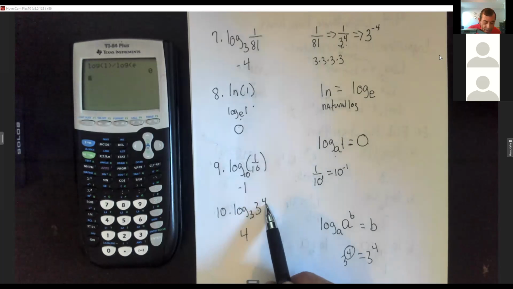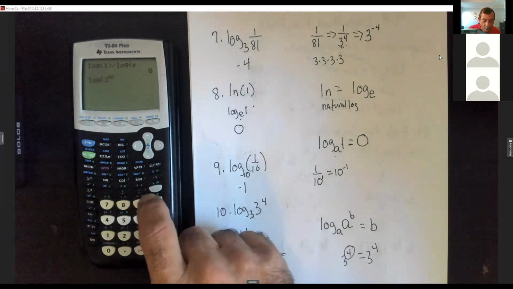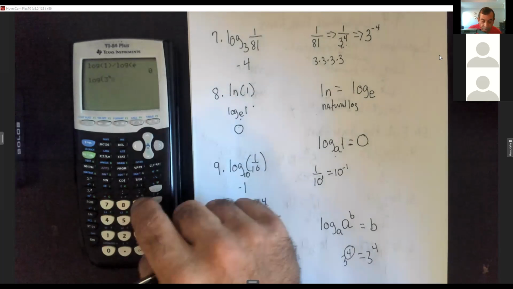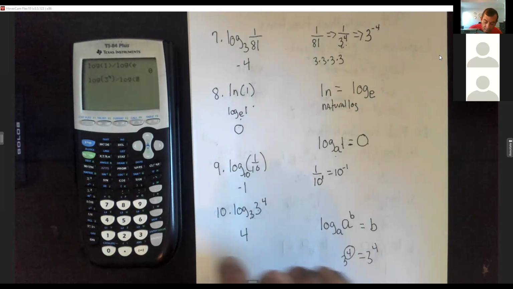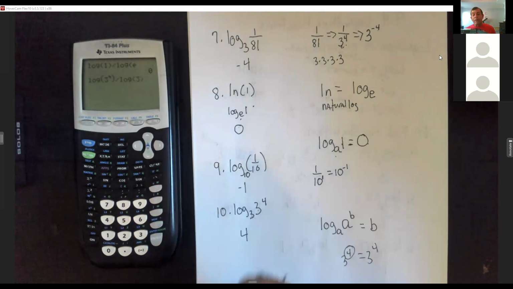And y'all, we can do that on here. Log 3 exponent 4, and then let me arrow down and close those parentheses, divided by log 3, because that was my base. That's going to give us 4 every time, okay?